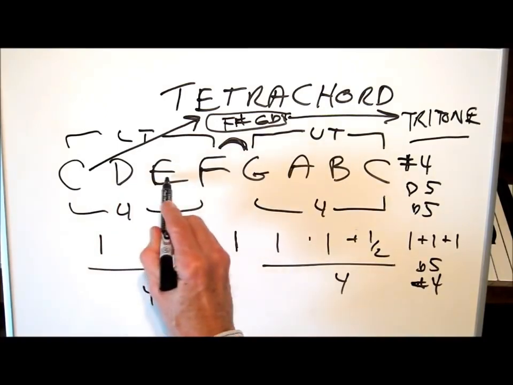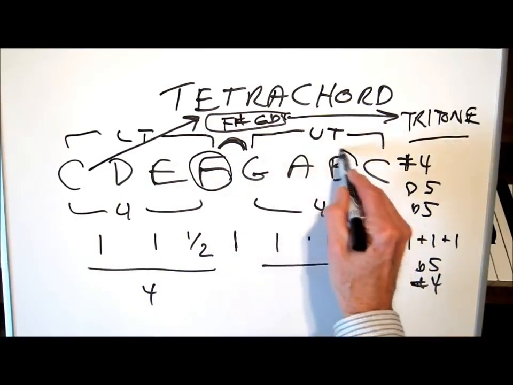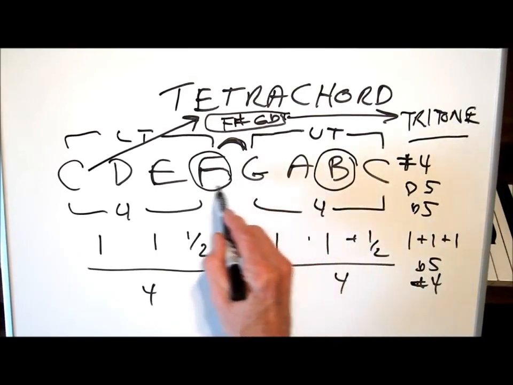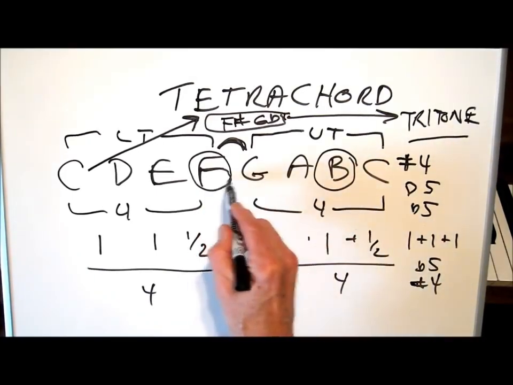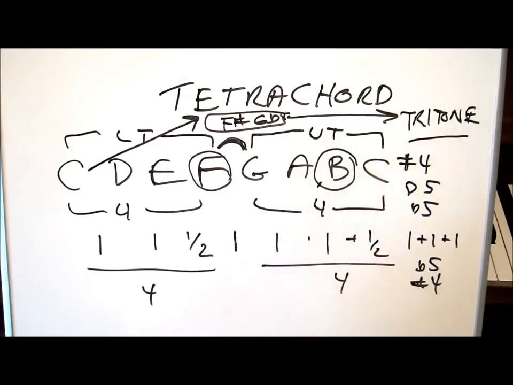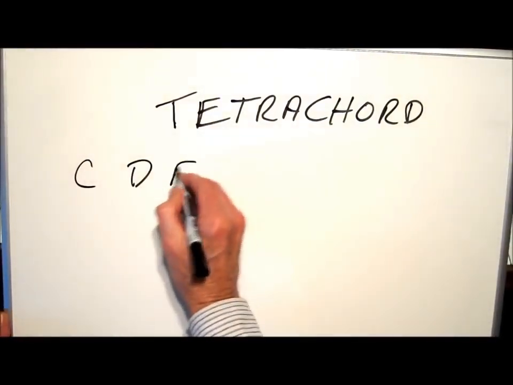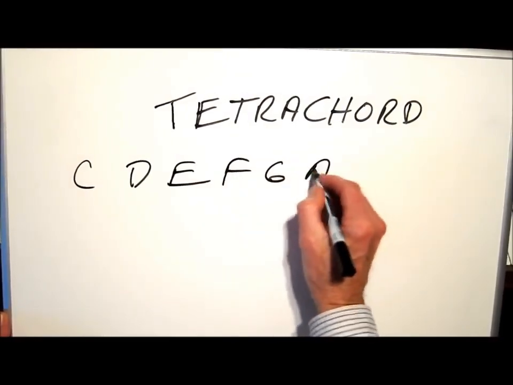So actually in this scale here you have a tritone between the F and the B, because that interval is also a tritone. It's 3 whole steps. So we're going to look at this a little deeper now, a little further with this. Okay, there's one more detail I want to talk about. Let's put the scale down here again. The C major scale.